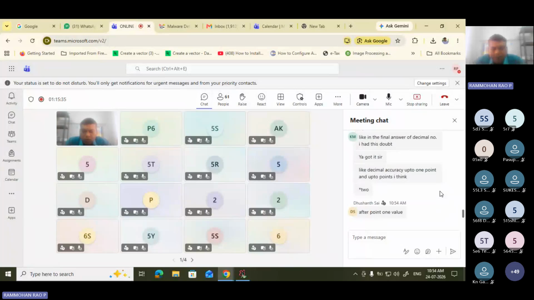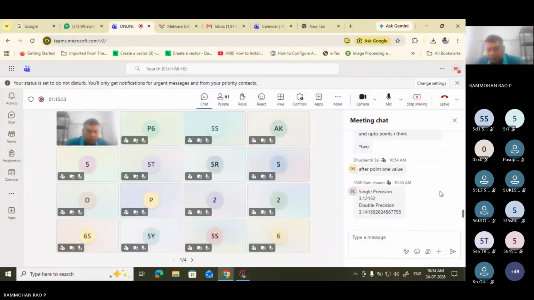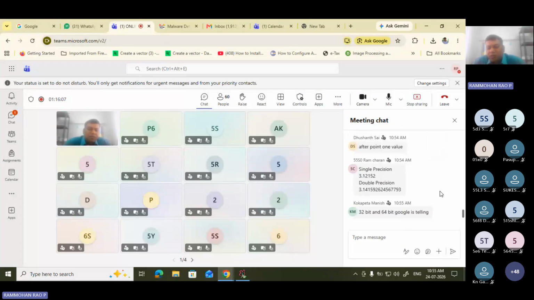Hope you understood why the data type in C was named float. We have used the float data type, single precision, double precision. Ramcharan, do you mean that only 3.1 point, Google is telling it? Fine. It's okay, that's great.